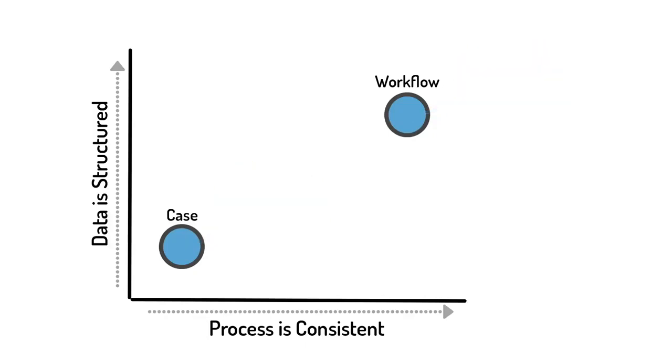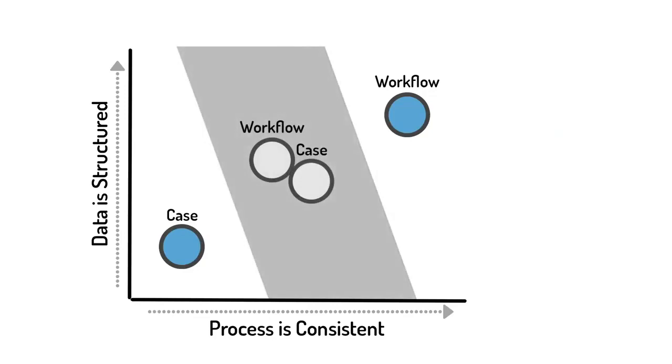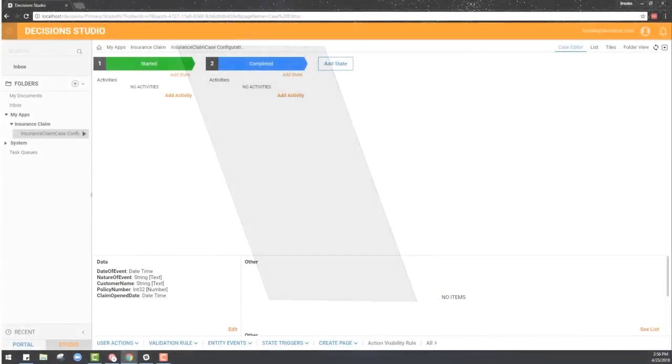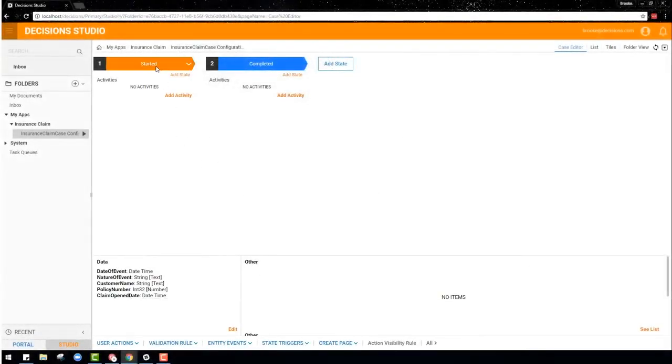In Decisions, it doesn't have to be an either-or situation. Workflows can connect with cases in natural ways, as flows can influence and move cases along. In the example in this video, a case entity will be created for an insurance claim by first creating states for the expected case journey.